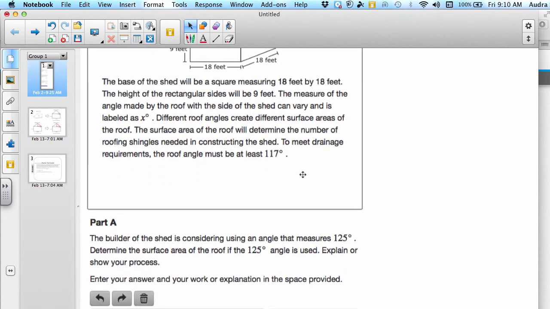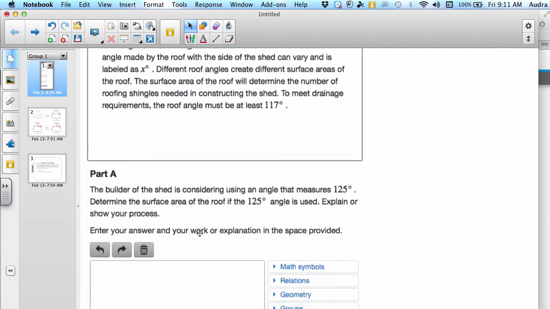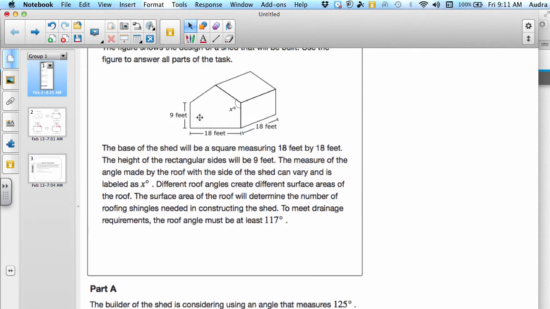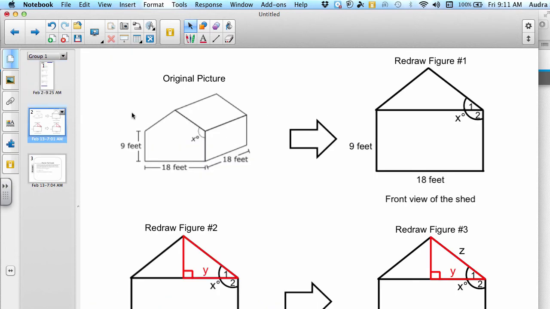Okay. Part A says the builder of the shed is considering using an angle that measures 125 degrees. Determine the surface area of the roof if that 125-degree angle is used. Explain or show your process. And then they would give you that text frame that we've been practicing with available. So my first step in geometry especially is, oh, I have a picture, I need to redraw that. So here's the original picture. I drew a front view of what I had.